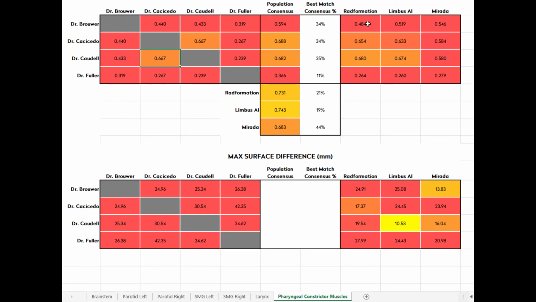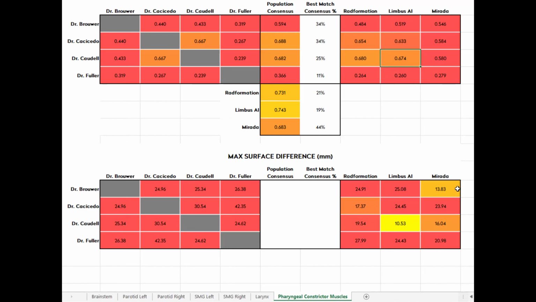Here, first of all, one thing we should commend: all three of these AI engines produced the constrictor muscles. For AI to do that is pretty neat. I don't remember a couple of years ago seeing any AI engines producing these kinds of structures, and now three for three, they all did. So that's good. We do see some high agreement. If we want to, we can look and say there's a really high one. Dr. Jimmy Caudell and Rad Formation had a really nice agreement, relatively speaking. I mean, they're not as high as the dice we've seen. So you can look and make your own conclusions there.